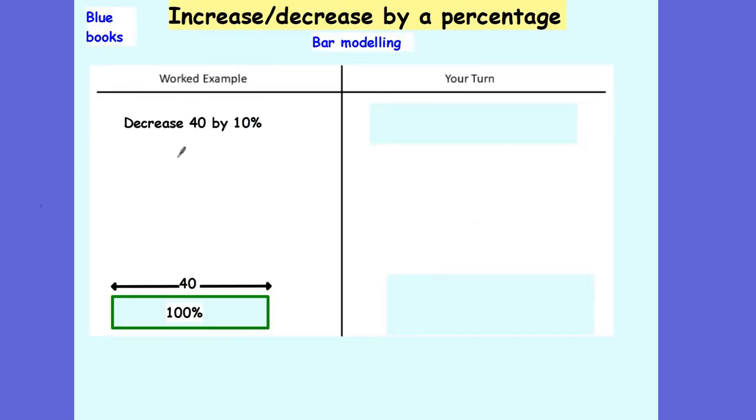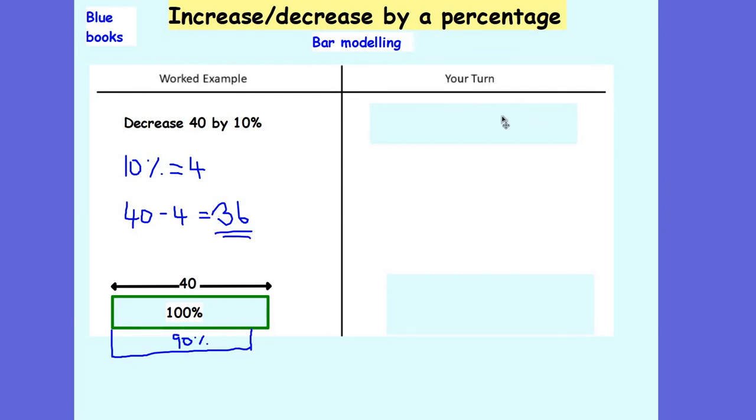Okay, we're going to look at decreasing by a percentage. So this time I've got 100%, and if I decrease by 10%, what percentage am I going to be left with, Alicia? Great, 90%. So 10% of 40 was 4. This time I've started with 40 as my 100% and I've taken away that little section. So I need to do 40, take away 4, which will give me 36.